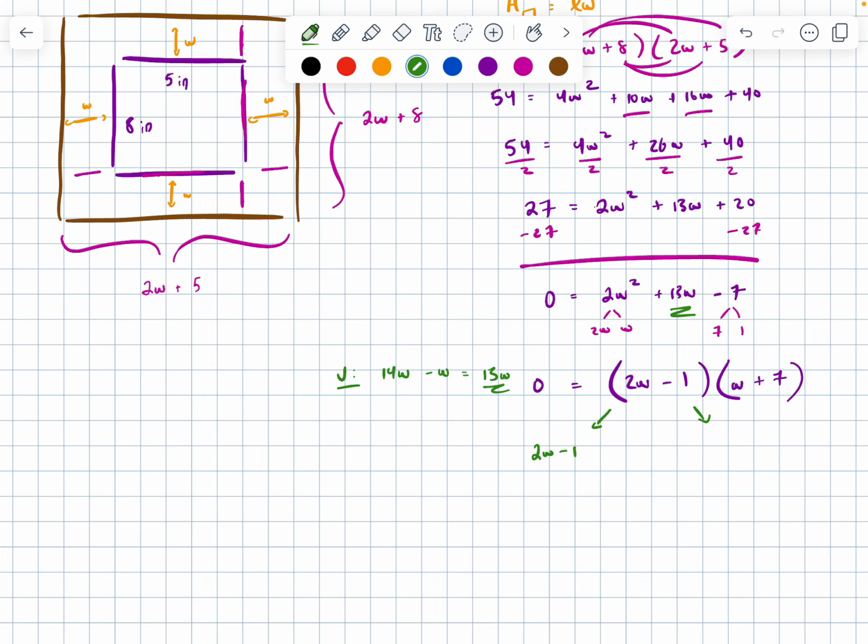All I got to do now is take each of those factors and 0 property it. So 2W minus 1 could be my 0, or W plus 7 could be my 0. If 2W minus 1 equals 0, first of all, adding 1 to both sides, 2W equals 1. Dividing both sides by 2, W could be 1/2. Or on the right, W plus 7 equals 0, subtract 7 from both sides, W could be negative 7. But, of course, we know that we can't have negative lengths, so 1/2 of an inch will be the width of my frame.